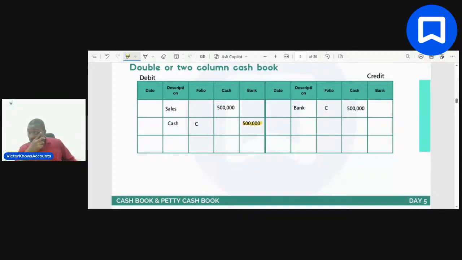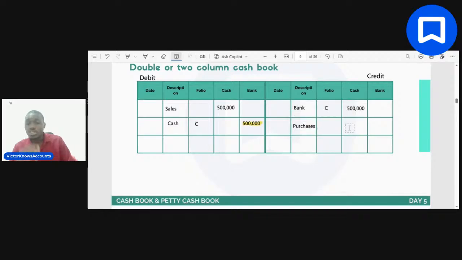For example, let's assume that I already transferred 500,000 naira to my bank account here. Is that fine? Then a transaction happened. I now had another transaction where I wanted to purchase goods, purchases, and I wanted to pay by bank, by check. But the total amount I have there is just 500,000 naira. That's the total amount I have in my bank.